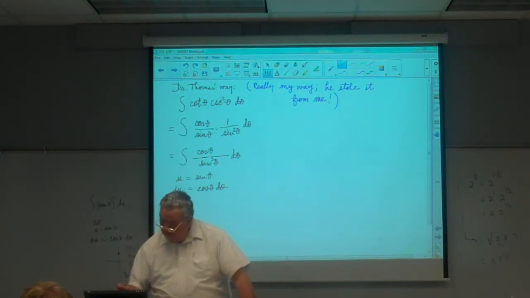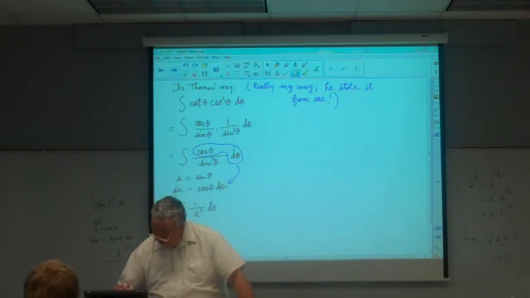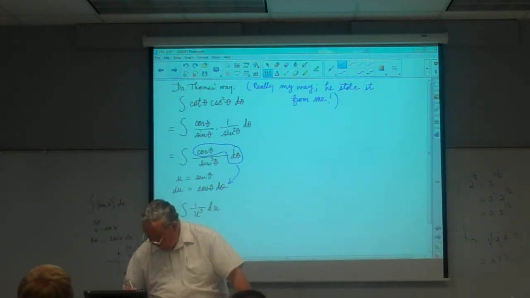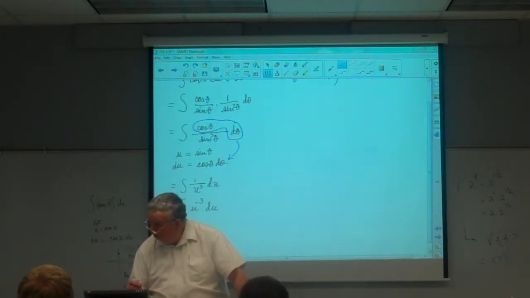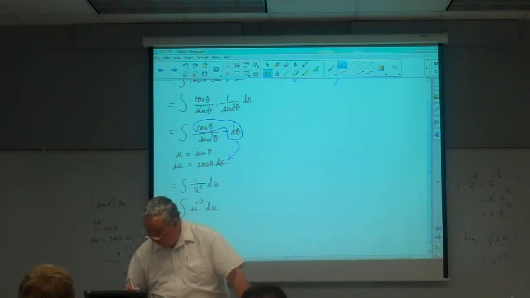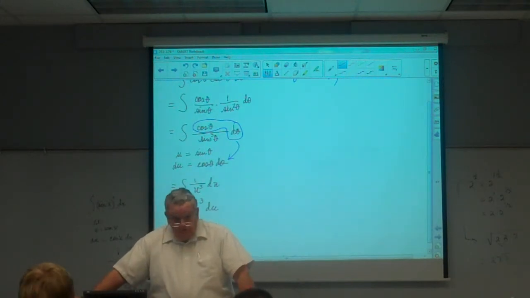So now don't I have... Is that right? So now I have the integral of 1 over u cubed du, which is equal to the integral of u to the minus 3 du, which is equal to, add 1 to the exponent, and you get minus 2, and divide by the new exponent, so don't I get u to the minus 2 over minus 2 du? Everybody agree?